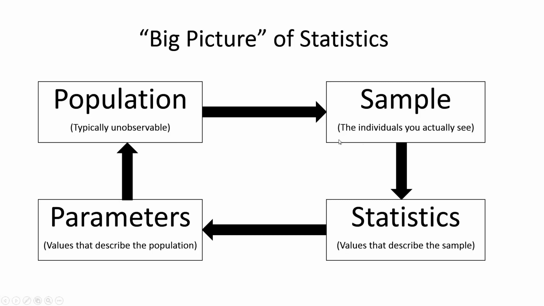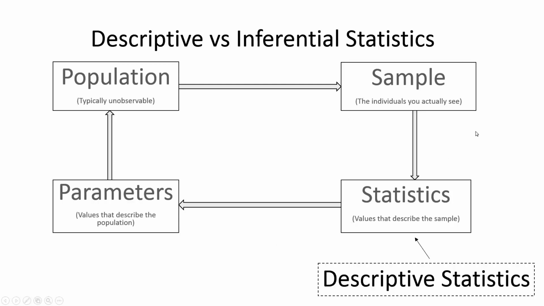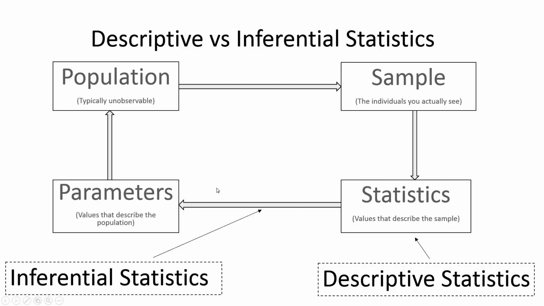Now, typically speaking, the field of statistics is split into two separate types of analysis. Looking at the big picture, if you've taken a sample and calculated some numbers about that sample, we refer to that as descriptive statistics, because you're describing the sample. If you take the step where you use those statistics to estimate parameters, making educated guesses about parameters, that's what we call the inferential step, or inferential statistics.